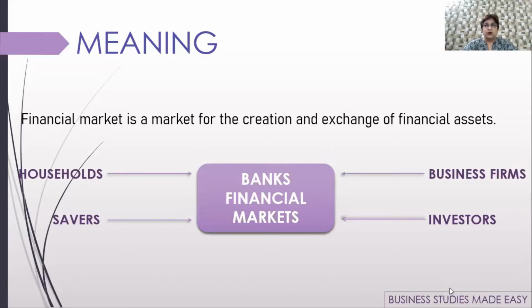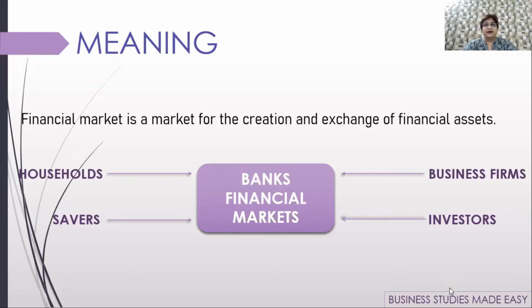So, when the household has surplus money, they either put it in the bank, but the bank gives you a lower rate of interest. So, if anybody is enterprising or has some knowledge, then they can put the money in shares or debentures or any securities which are sold in the financial market, which is our topic for today. Now, from these places, the business firm takes a loan.